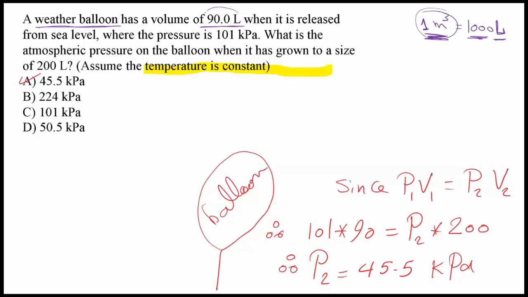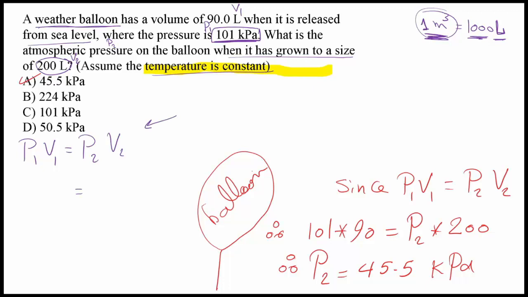A weather balloon has a volume of 90 liter when it is released at sea level, where the pressure was 101 kilopascal, 1,000 Pascal. Find the atmospheric pressure. So let's say that's P1, and he's asking about P2 on the balloon when it has grown to a size of 200 liters. So this is volume V1 and this is volume V2. Assume temperature is constant. So that's Boyle's law: P1 V1 equals P2 times V2.